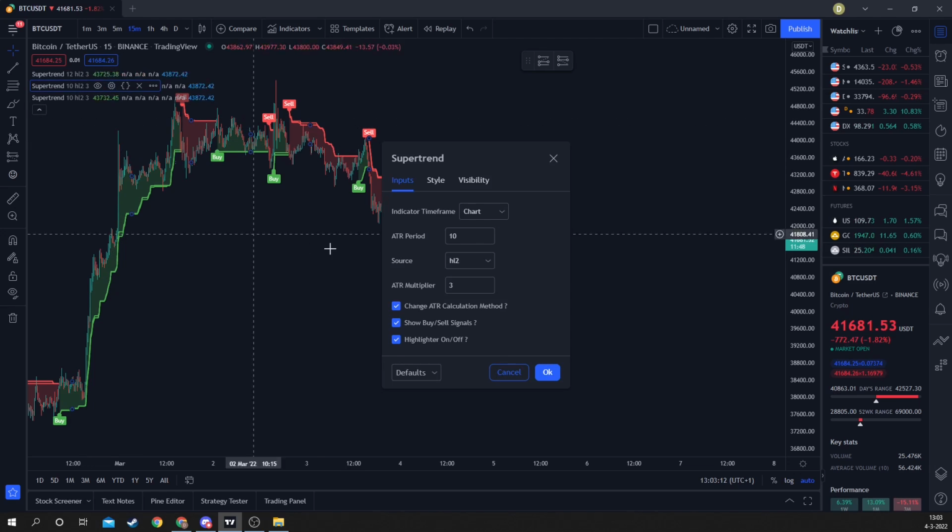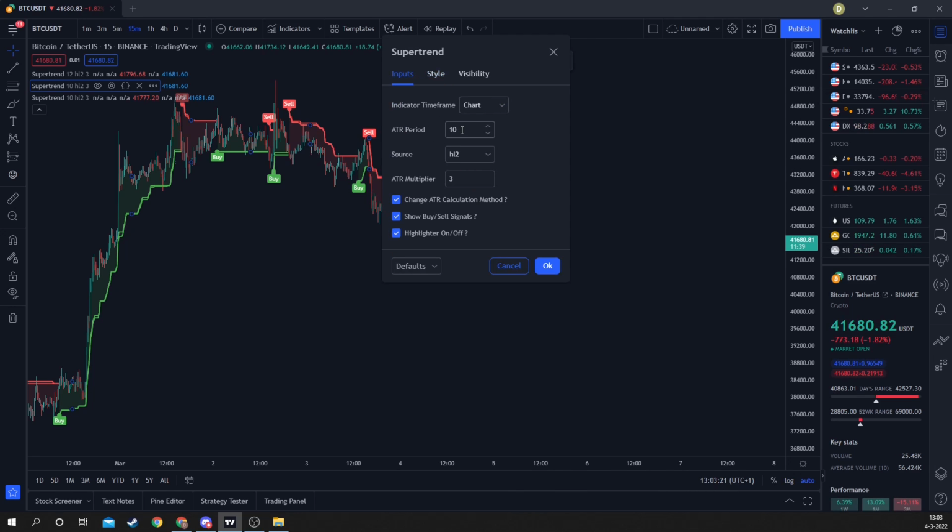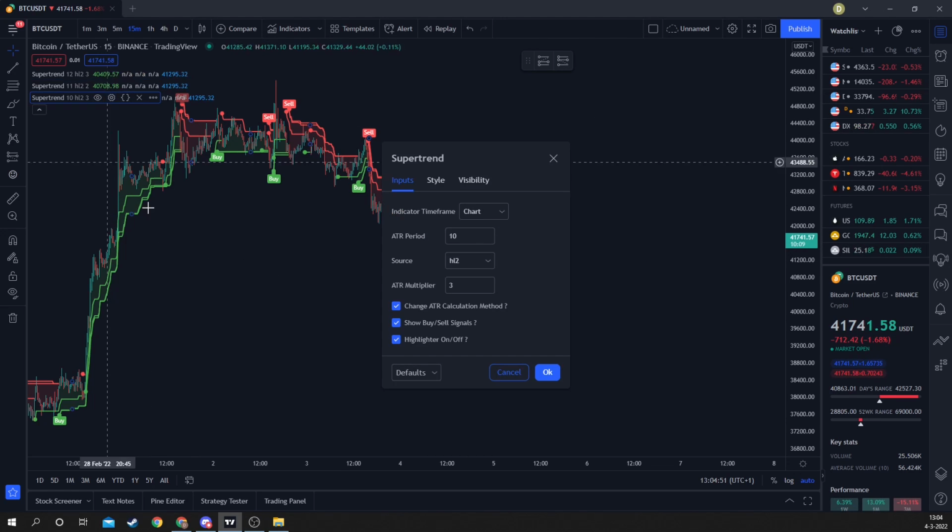For the second, we're going to do the same thing. Remove the uptrend highlighters, the downtrend highlighters, the buy signals and the sell signals. For this one, the ATR period is going to be 11 and the ATR multiplier will be 2. For the third one, the ATR period is going to be 10 and the ATR multiplier is going to be 1.